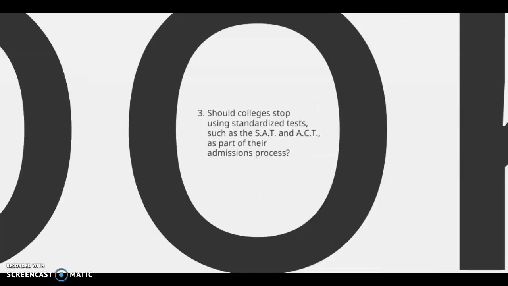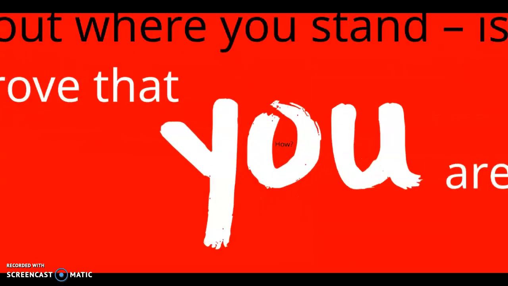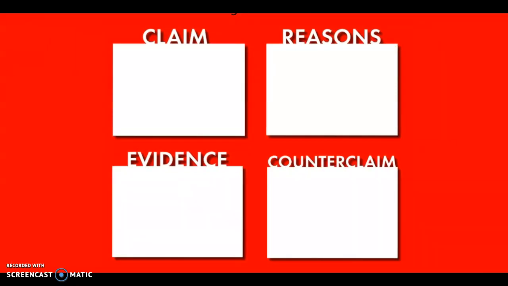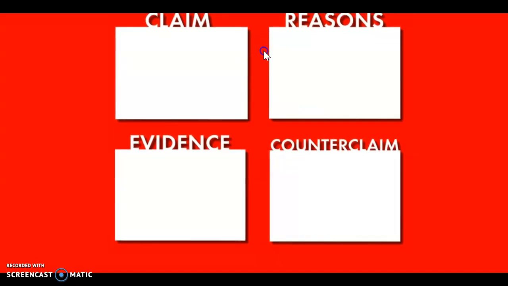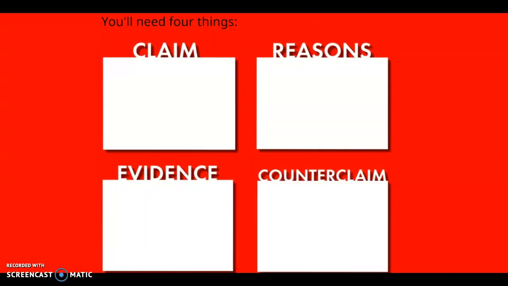Okay. The hardest part, figuring out where you stand, is done. Now you have to prove that you are right. Once you have decided on your opinion on something, you want to collect ways in which you can convince somebody else of your viewpoint. So how do you do that? You'll need 4 things. A claim, reasons, evidence, and counterclaim.